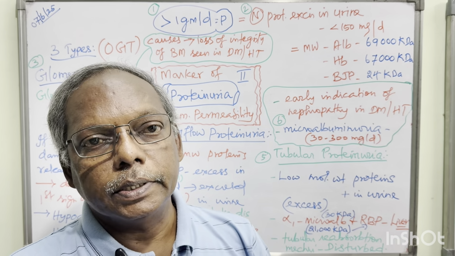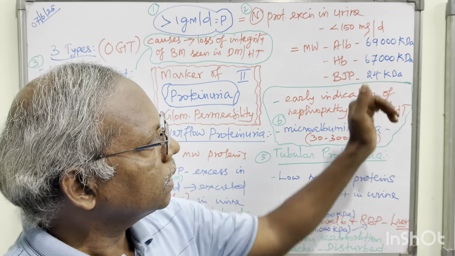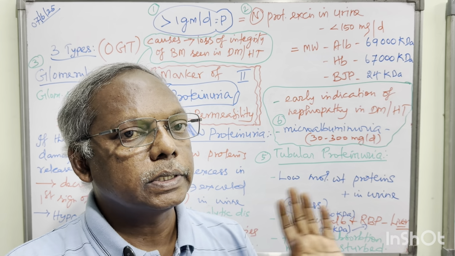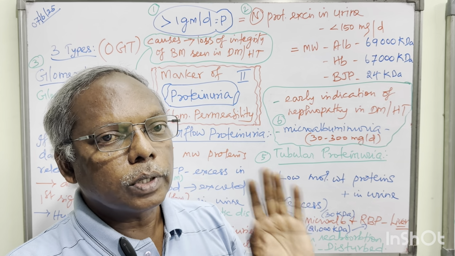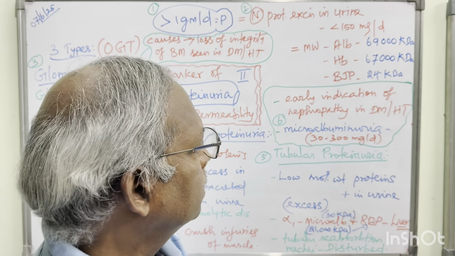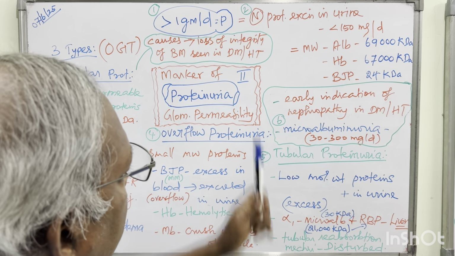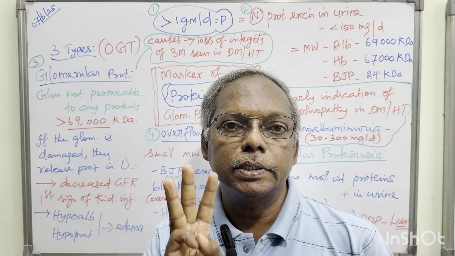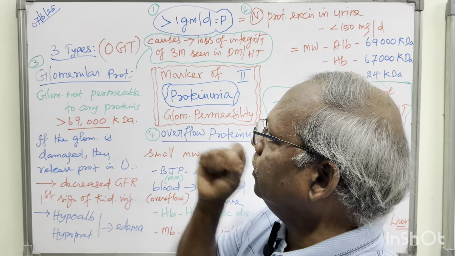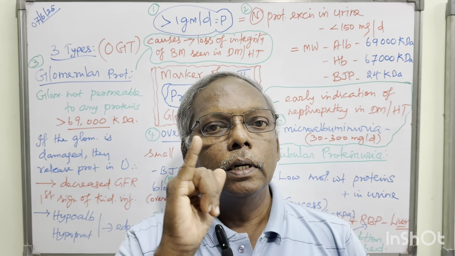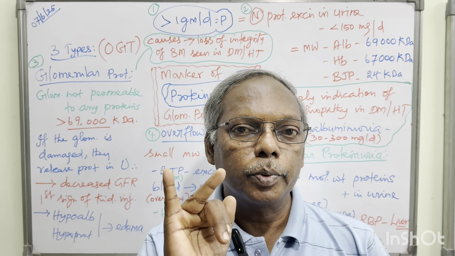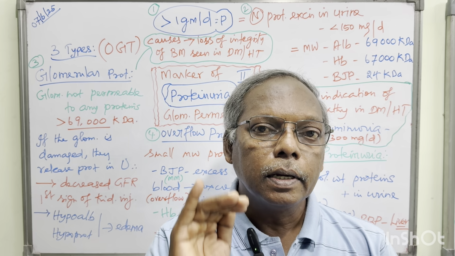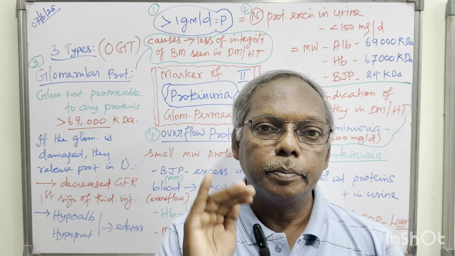Next one is BJP, that is Bence-Jones proteins. Here the molecular weight is 24 kilodalton only. So this also will easily get excreted by the kidney through the glomerular basement membrane. Right. Third one is, how will you classify the proteinuria? We have 3 classifications, OGT, that is overflow proteinuria, glomerular proteinuria, tubular proteinuria. These are all the 3 classifications coming under glomerular permeability markers.